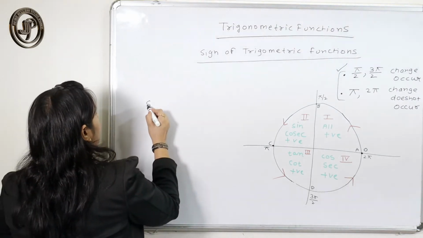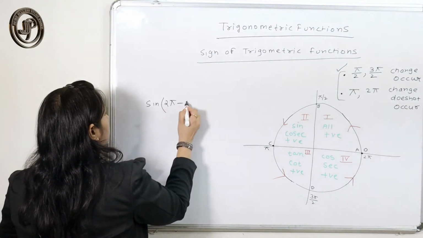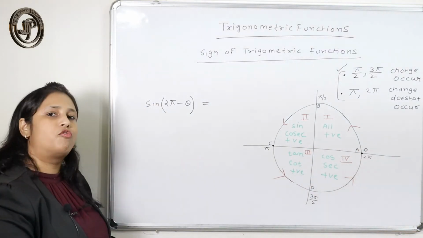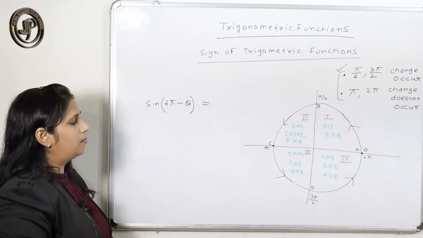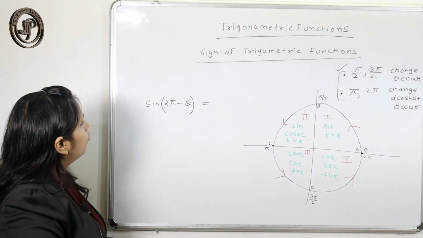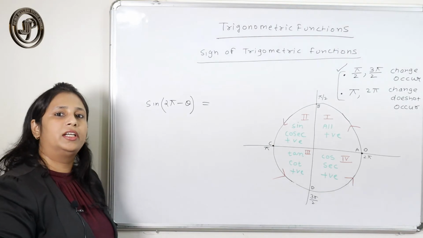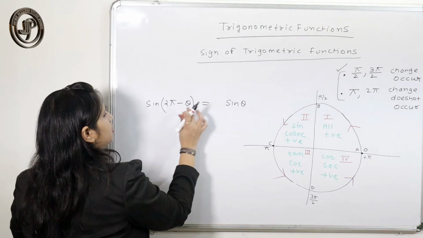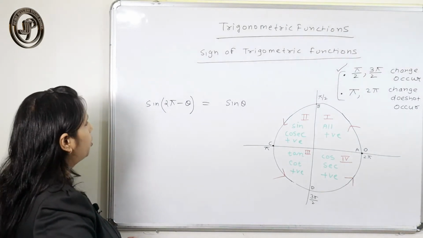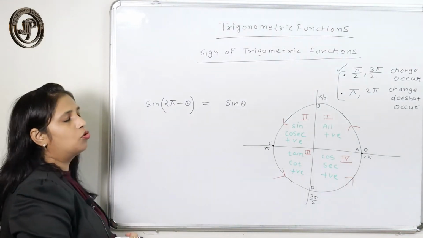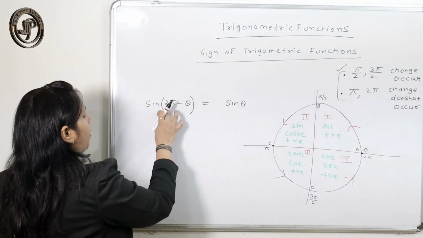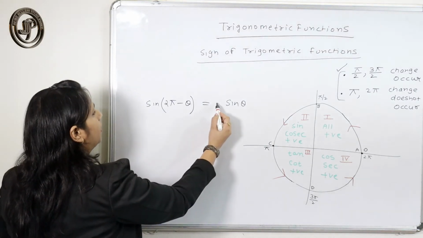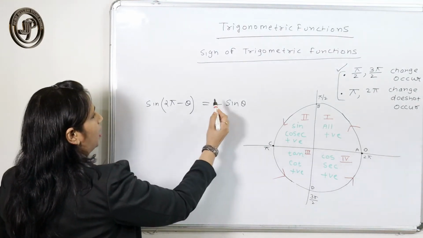Next, if I say 2 pi minus theta, 2 pi minus theta means you are in the fourth quadrant. In the fourth quadrant, sine is negative. Since it is 2 pi, change does not occur, sine will remain as sine, it will not convert into cos. And since 2 pi minus theta is in the fourth quadrant, the sign is negative.